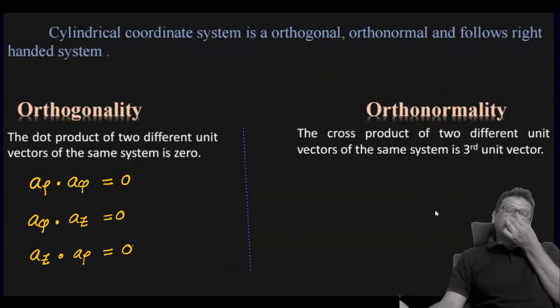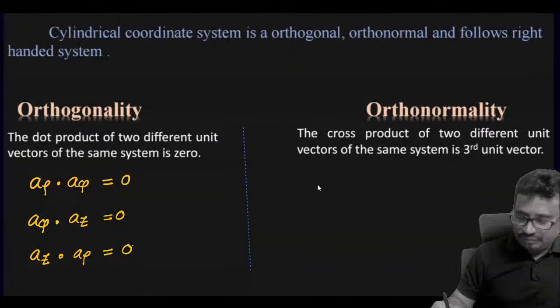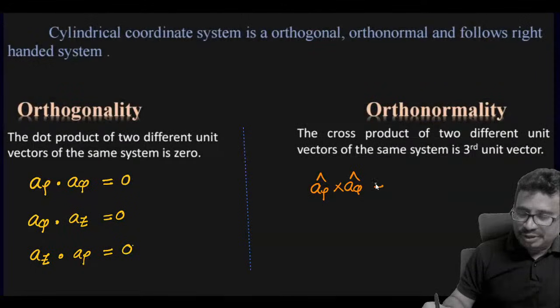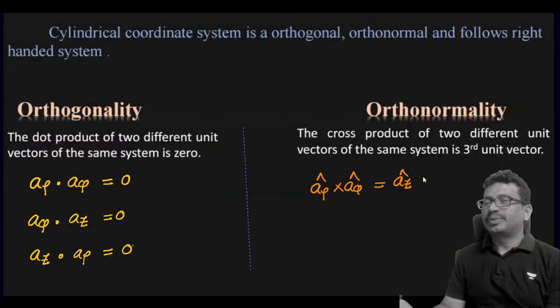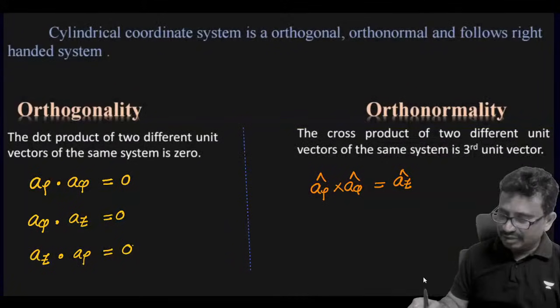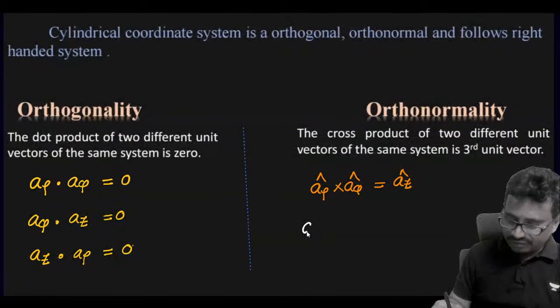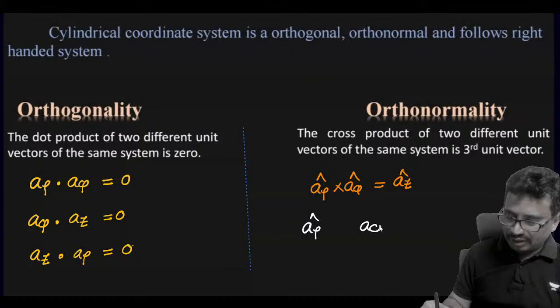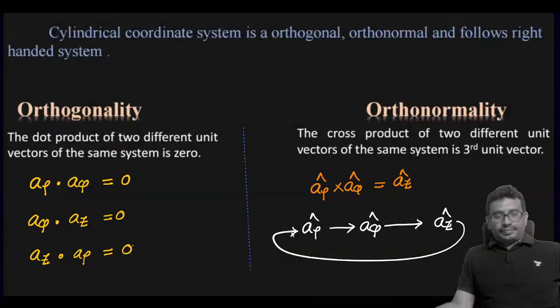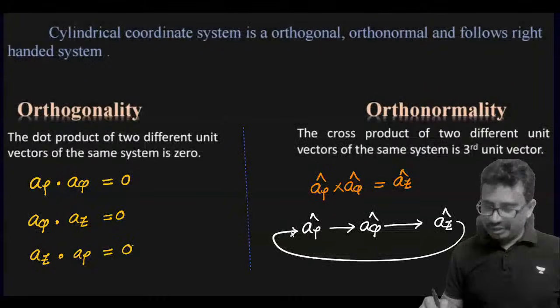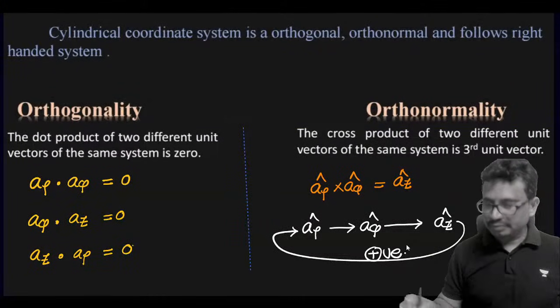Next. Now tell me, orthonormality means what? A rho cross a phi is equal to what, tell me now? Az. Orthonormality. So the cross product will use the third unit vector, like we saw in the Cartesian system. So this is a rho cap, a phi cap, az cap. This is a cross product. If we move like this, then only it is positive.